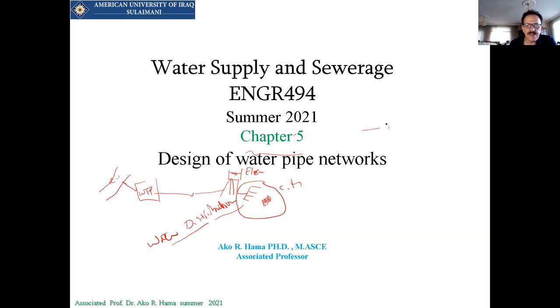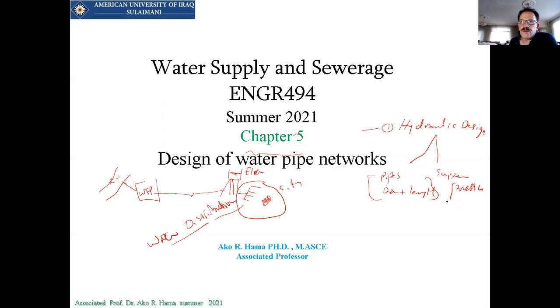Hydraulic design is the first and important thing in this design. Hydraulically, we have to have a network. For this network, we have to specify the pipes, the pipe diameters and lengths, and these should provide sufficient pressure. I mean, the customer should be supplied with a sufficient quantity and pressure. We want the customer to have very good quality. Now the quality is okay, but the quantity and the pressure should be ensured as well.